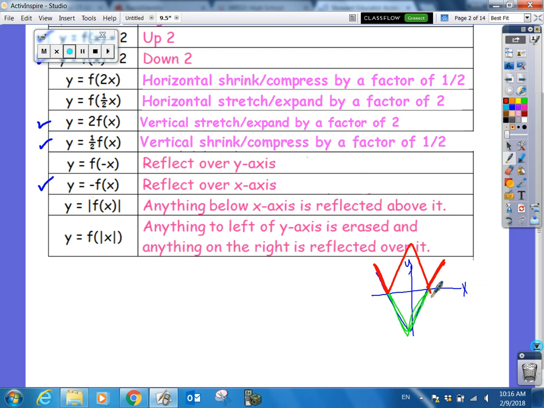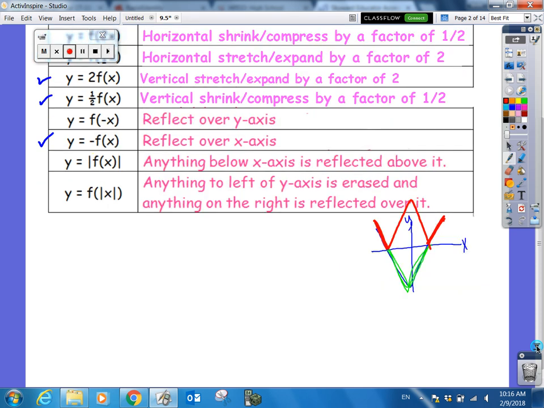Anything below the x-axis is reflected above it. It's not like left 2, right 4, up 6. Not that easy. Okay, you just have to explain it. And then the last one, if we just take the absolute value of the x's only, you could say this a couple different ways. You like to use left and right of the y-axis, or you like to use the quadrants.